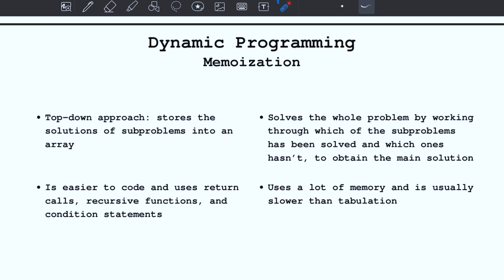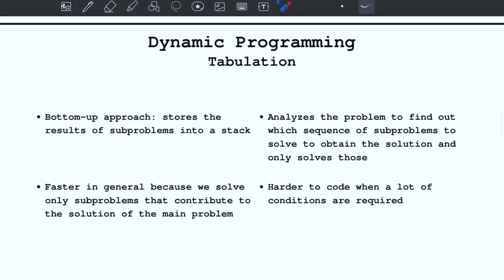Okay, now the benefit of memorization is that it is easier to code because we can simply use return calls, recursive functions, and condition statements. But the drawback is that when we use those and we check the condition statements of every single item in our array or subproblems, it uses a lot of memory. And then another drawback is that it is slower than tabulation, or our next method here.